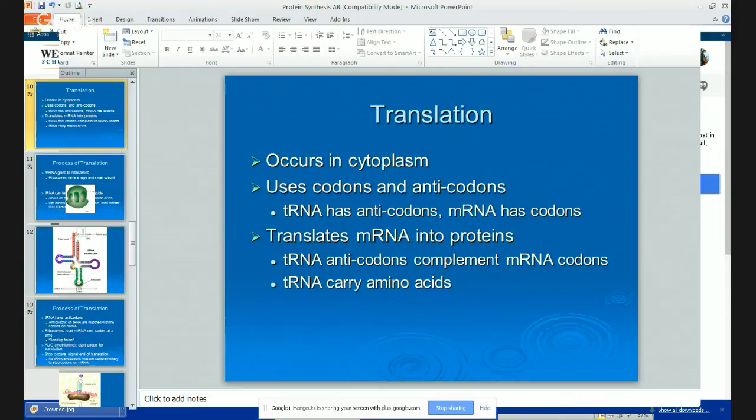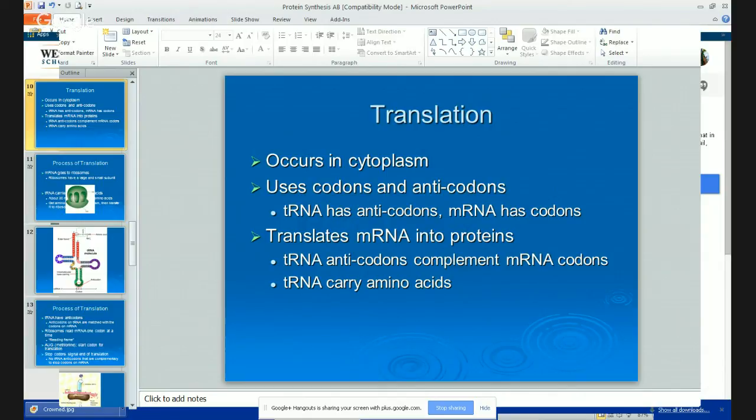So with that, your transfer RNA is going to have these anticodons. They are going to match up with your codons that are on your messenger RNA. So if your messenger RNA says AUG, your transfer RNA would be UAC. That's what it's going to read. So the main job of translation is now to translate your genetic code, specifically your messenger RNA, into the language of proteins by building chains of amino acids.